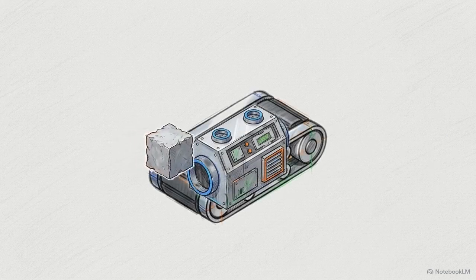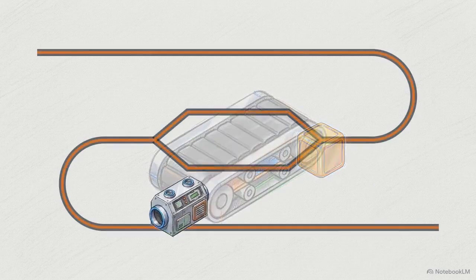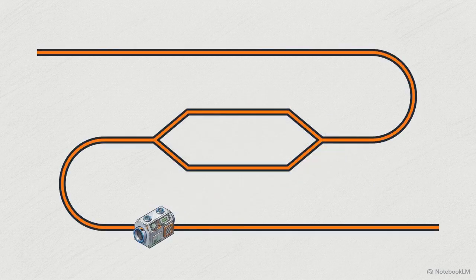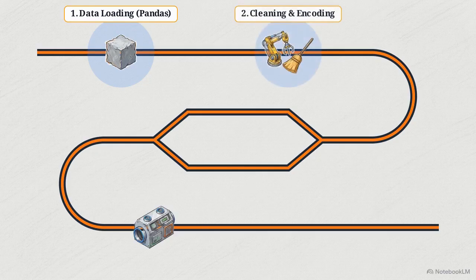Passing the AICE Associate exam requires executing one continuous 14-step assembly line. Rather than treating each question as an isolated coding problem, you need to build a single data factory from start to finish. Your pipeline will always move through 5 distinct phases.